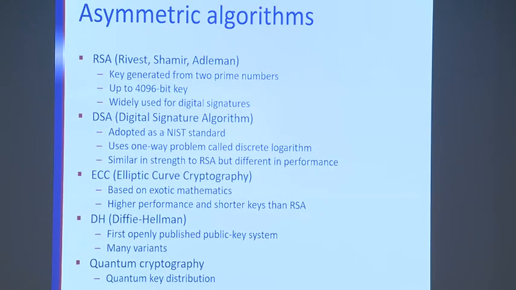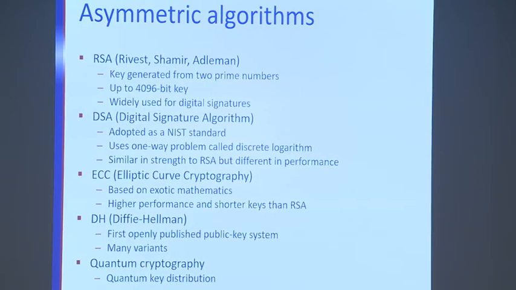These guys were mathematicians and still are mathematicians up at MIT. They came up with the RSA encryption algorithm, so it's using the RSA token to encrypt and decrypt our messages going back and forth. NIST came up with a standard of DSA, which is the digital signature algorithm. It's using a one-way problem called the discrete logarithm in a finite field.